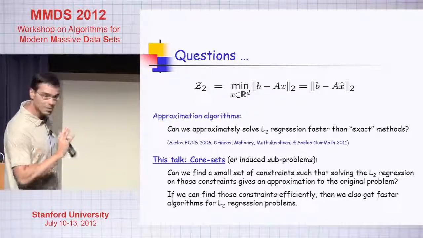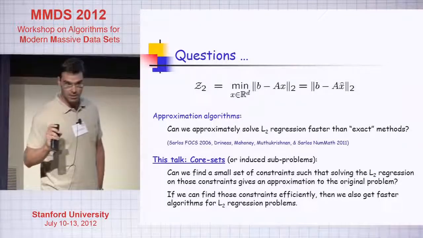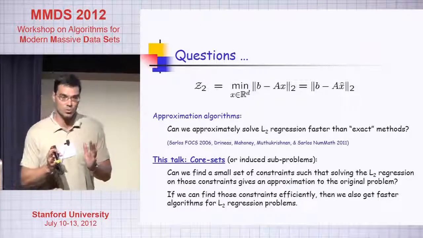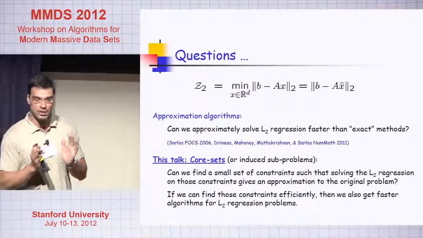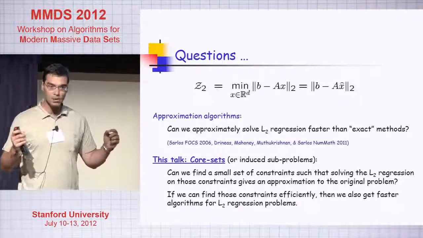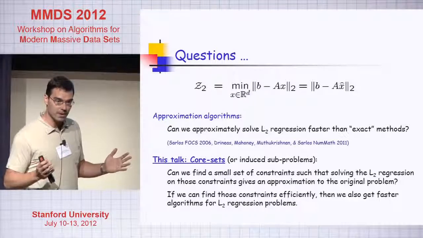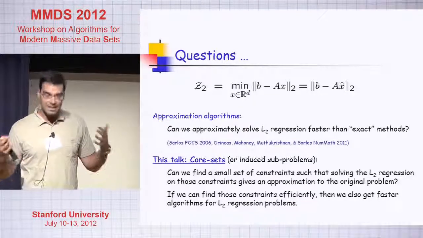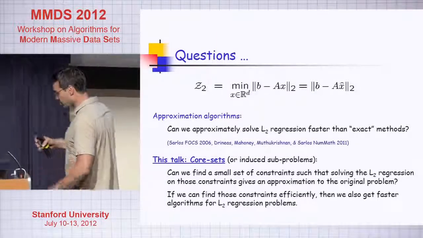What I'm going to focus on in this particular talk is the existence of coresets for L2 regression. What is a coreset? I want to pick a subset of the constraints. So instead of looking at all the constraints, I want to pick just a subset of the constraints and solve the problem only on that subset. And it's not immediately obvious how many such constraints you should pick, or if there is an easy algorithm to pick those constraints. So here is the formulation.